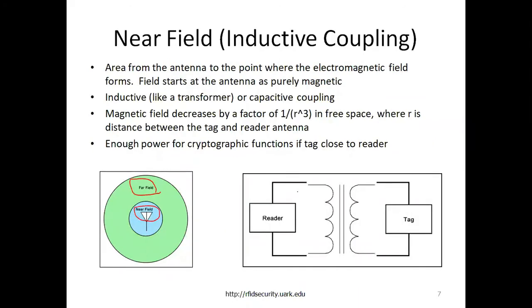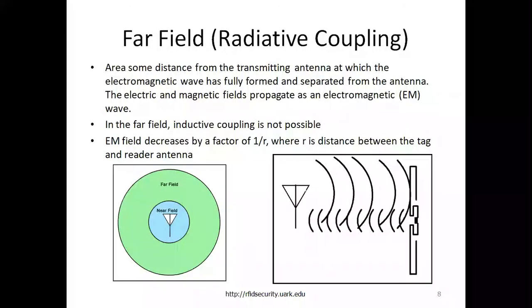In the previous slide, the signals were not in the form of electromagnetic waves, but when we deal with the far field region, it provides us the signal in the form of an electromagnetic wave. In the far field, inductive coupling is not possible. Here, radiative coupling is the parameter through which we get the signals and coverage. The EM field decreases by a factor of 1 upon R, where R is the distance between the tag and the reader.